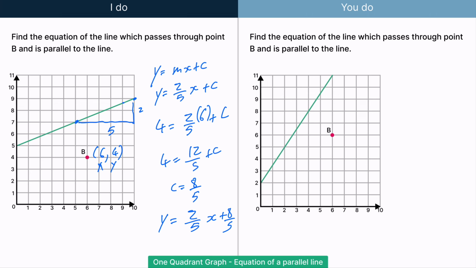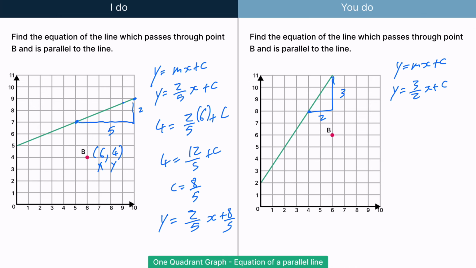So hopefully you've pressed pause and had a go at the example on the right. So y is equal to mx plus c. Since this line is parallel to the green one, they have the same gradient. So I find the gradient of this, pick 2 nice points, draw a triangle. That is going to be 2 across and 3 up. So the gradient is going to be 3 over 2x plus c.